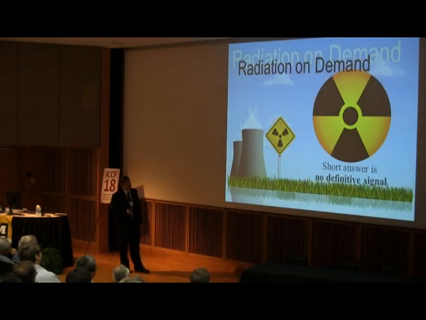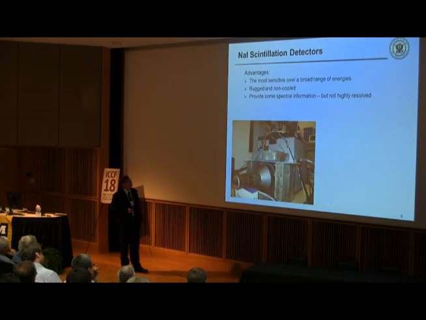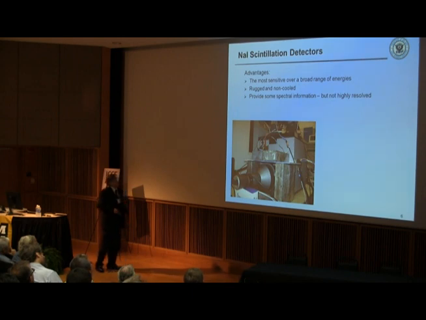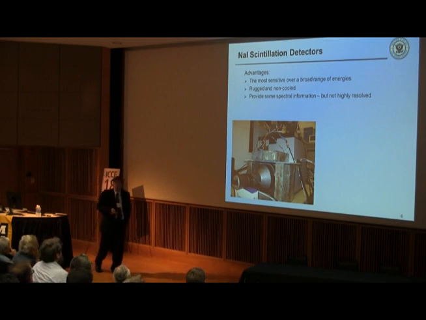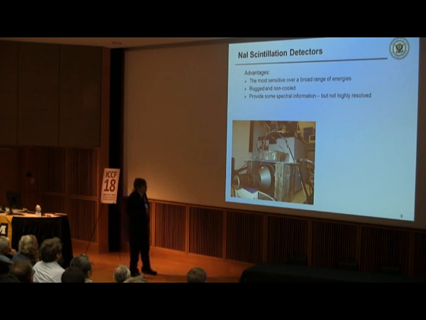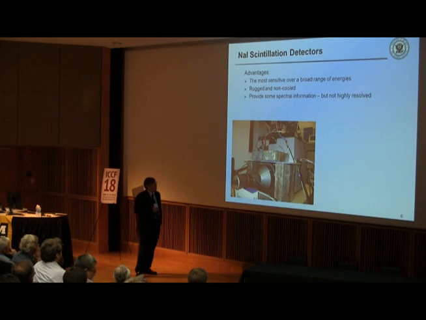First of all, radiation on demand. The short answer is we have not seen a definitive signal. But I want to tell you how we applied the Prime Directive to avoid misinterpreting our data set. Okay? We typically use a sodium iodide scintillation detector, and it has a lot of advantages. It's sensitive over a broad range, it's rugged, non-cooled, and provides some spectral information, although it's not highly resolved. And ours is an 8-inch sodium iodide detector.